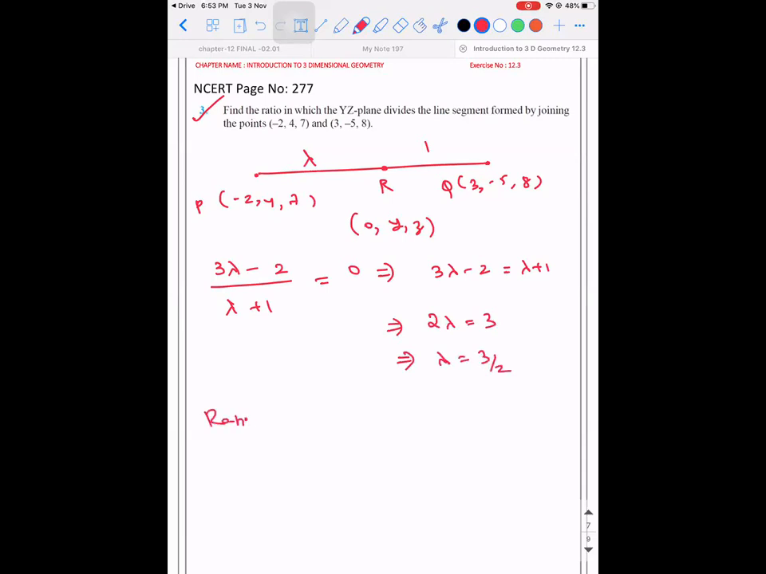The ratio is how much? Whatever is the value of lambda, that is the ratio. 3:2. So again, as I am repeating, if they ask the coordinates of y and z, then you need to apply the formula for the y coordinate and z coordinate. Else, you need not. Clear?